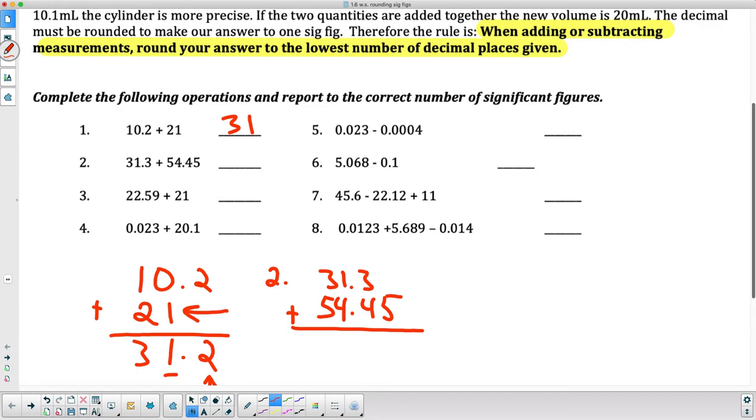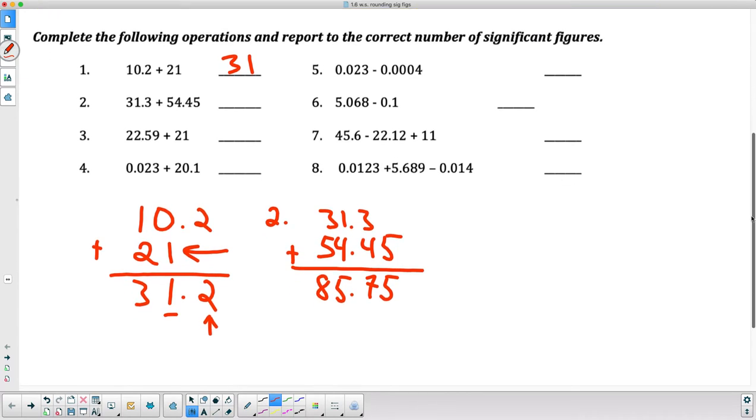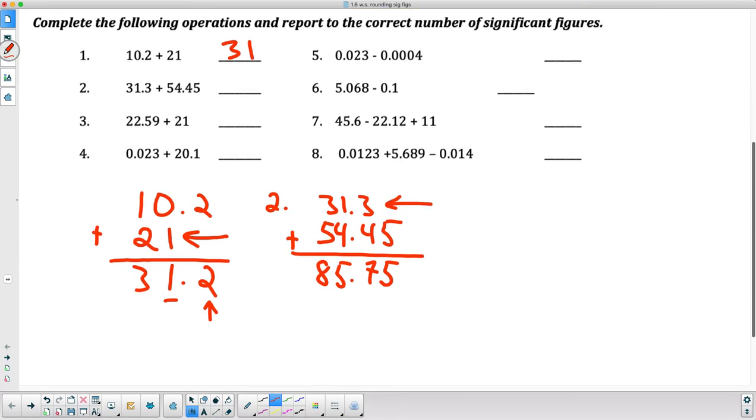If I add them all up, then I'll take a look at where I'm supposed to round at. So I get 85 here, and then 0.75 is my answer for this. But now I need to see where we round off at. So the rounding off is going to be right here at the tenths place. So I round off to the tenths place and I check to see if it's 5 or higher, which it is. So my final answer is 85.8. Okay, so to do this easily, you really have to line them up so that you know what's going on. So let's take a look at another one.